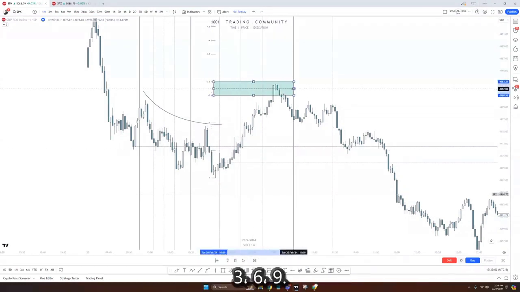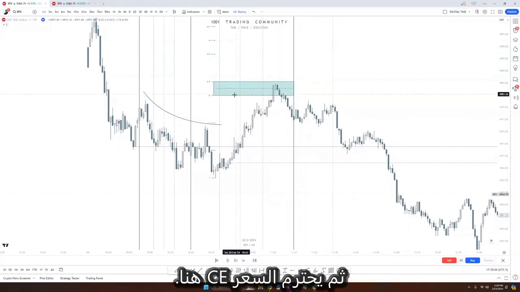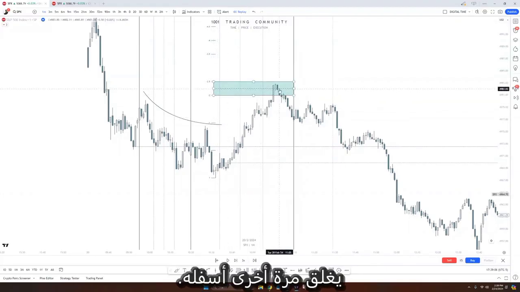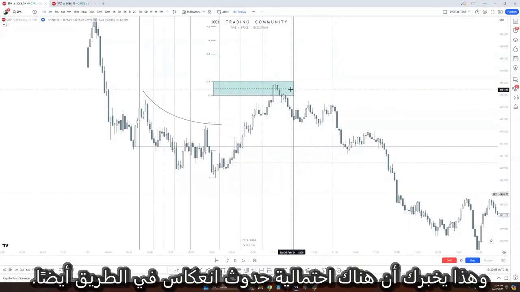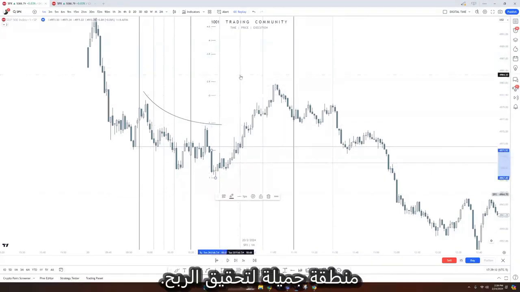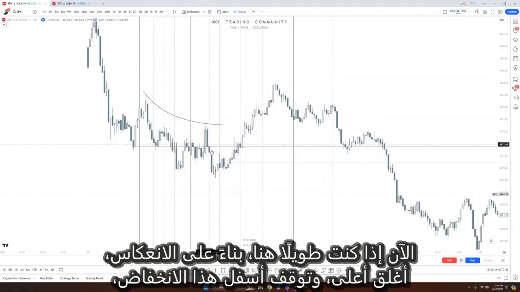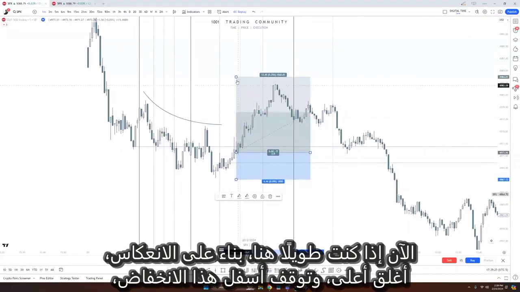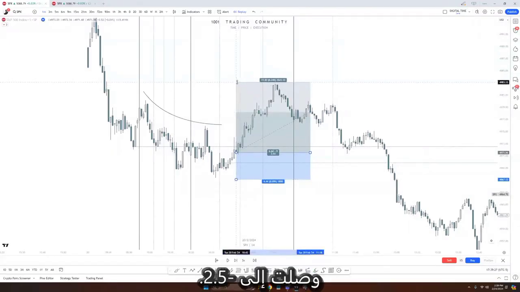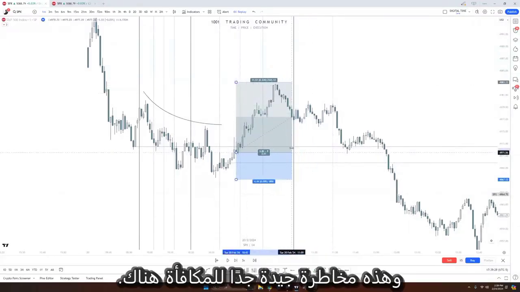3, 6, 9. Price then respects the CE of this right here and closes back below it. That tells you a possible reversal is also on the way. A beautiful area to take profit. Now, if you were to long here based off an inversion, closes above, stop below that low, reaching -2.5. That is a pretty good risk to reward there.